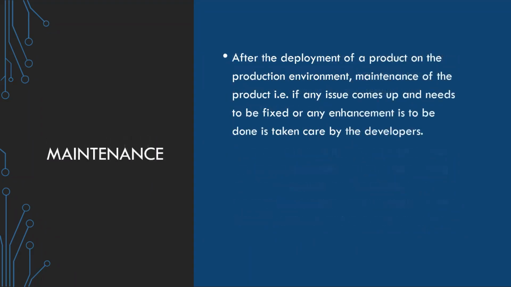And next is maintenance. After the deployment of the product in the production environment, comes maintenance of the product. If any issue comes up, it needs to be fixed. We already talked about it, right? So, production and maintenance generally. What is deployment? It is production and maintenance.